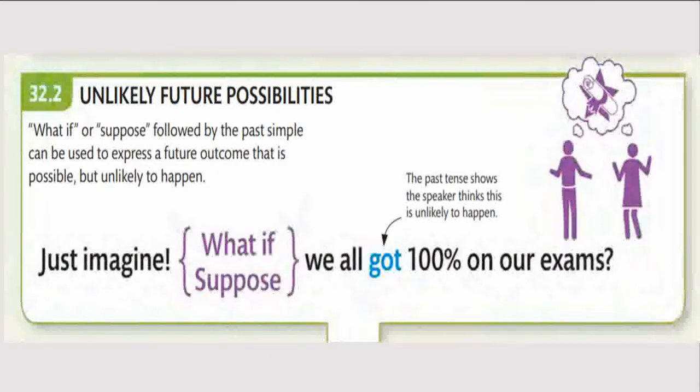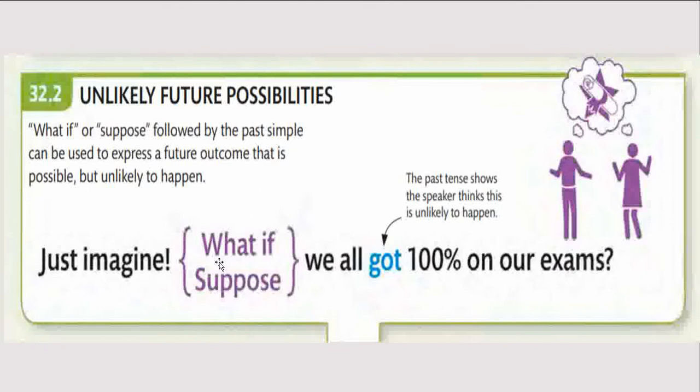Let us proceed. Now let us look at the unlikely future possibilities. What if or suppose followed by a simple past tense can be used to express a future outcome that is possible but unlikely to happen. So it is just when you use the past tense, the meaning of the entire sentence changes. That means the outcome is unlikely to happen.